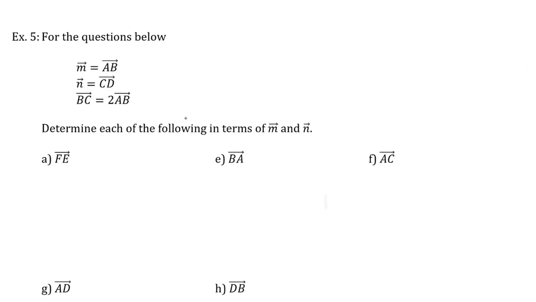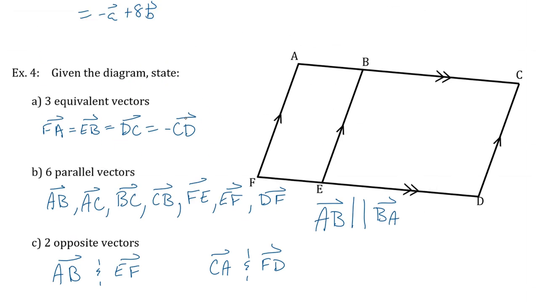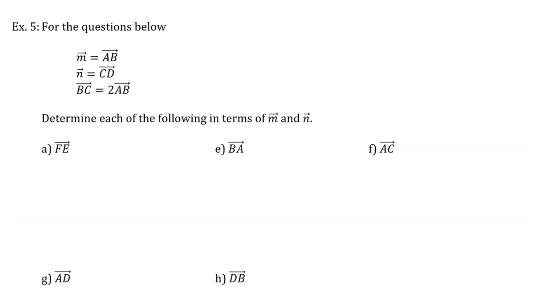Okay, finally, last thing that we're going to talk about for the question below, and we're using the same diagram above. Okay, so it's this diagram again, but we're saying vector M is AB, vector N is CD, and it's also telling us that BC is twice AB, so double the magnitude, same direction. Okay, and then this is just a question that makes us think about vectors. It says determine each of the following in terms of M and N, right?